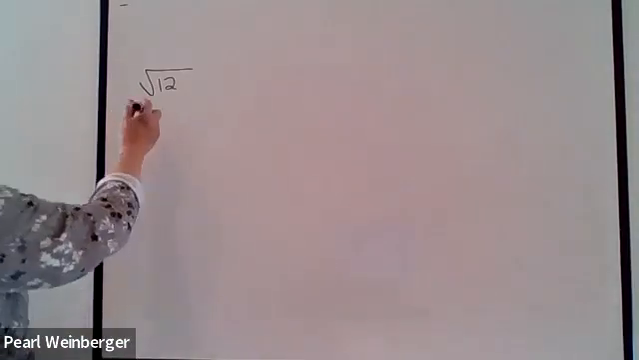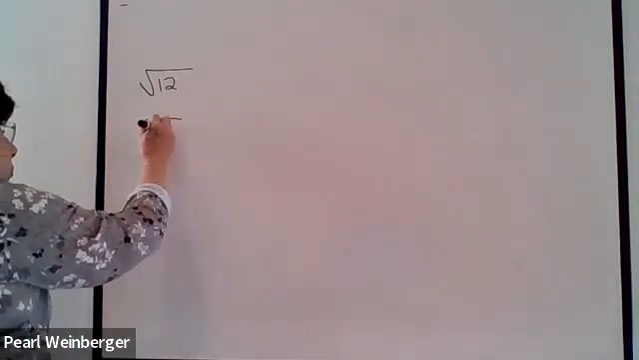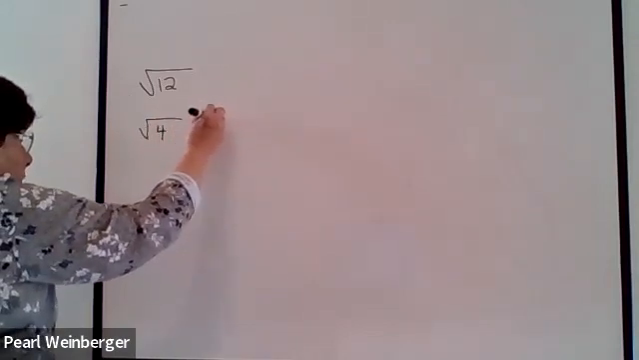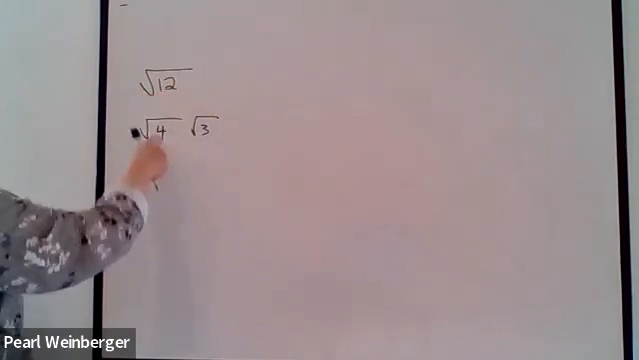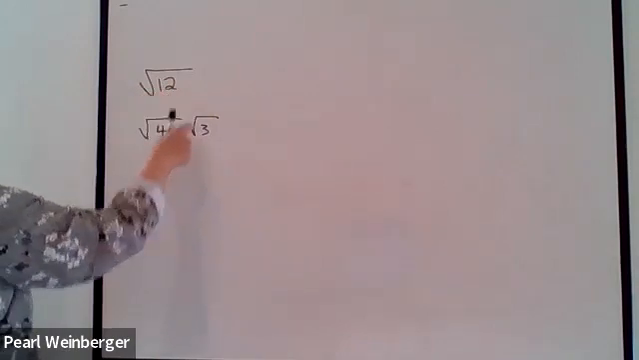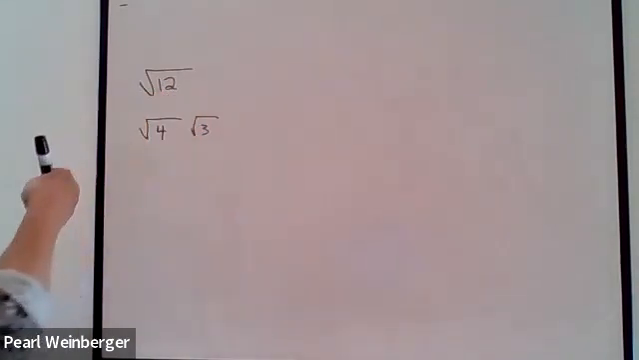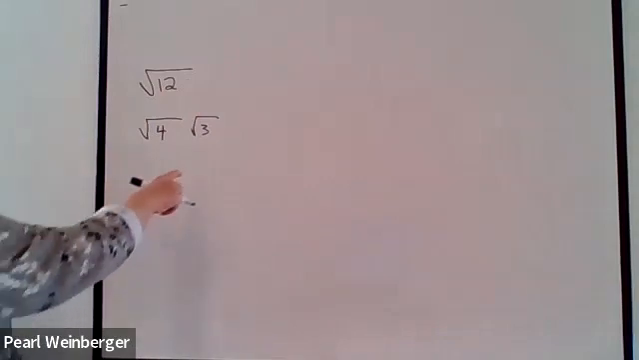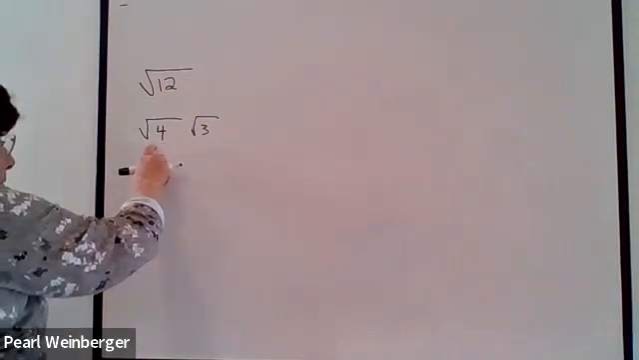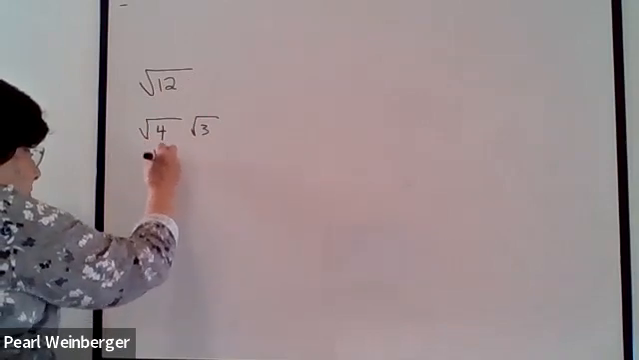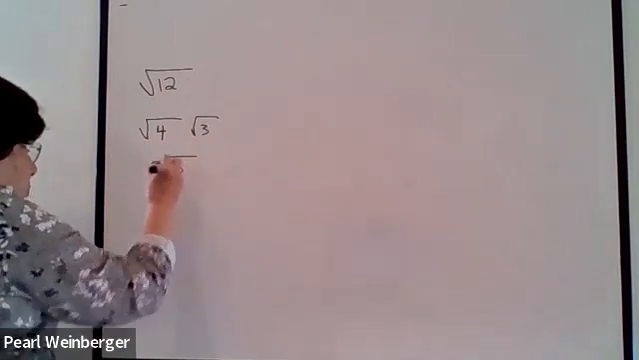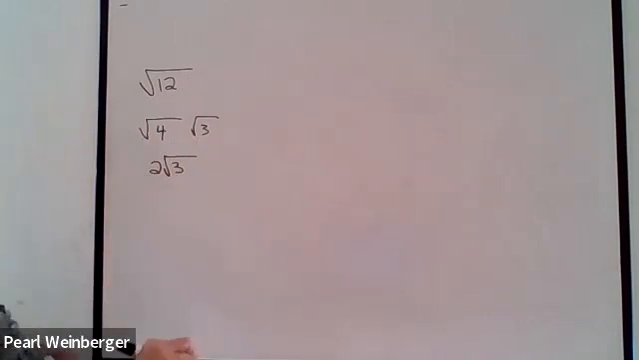But we know that 12 could be broken up into 4 and 3. 4 times 3 is 12. Notice I always put the perfect square first, because that's what's going to come out of the radical. The square root of 4 happens to be 2, so this simplifies into 2 radical 3.